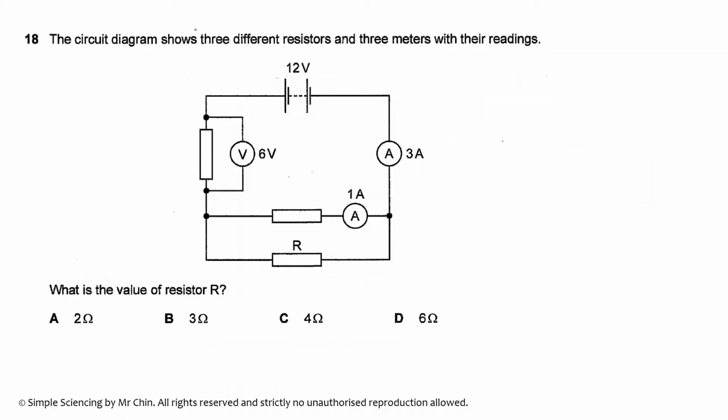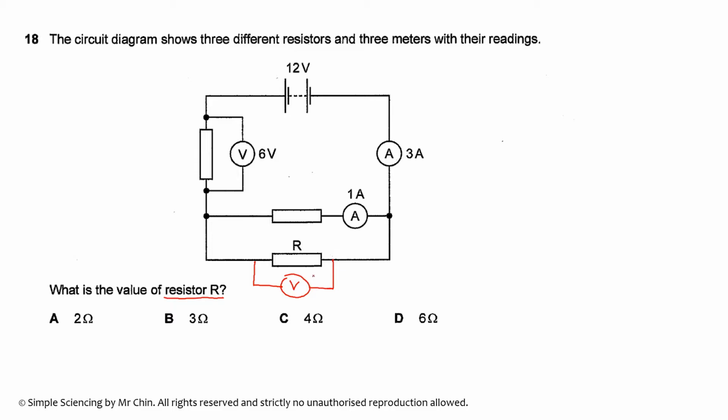Question 18. The static diagram shows 3 different resistors and 3 meters with their readings. What is the value of resistor R? We have to determine the potential difference across R and the current flowing through R before we can find the value of resistor R. How do we do so? To find the potential difference across R, we can connect a voltmeter across R. How do we get the value of this voltmeter?